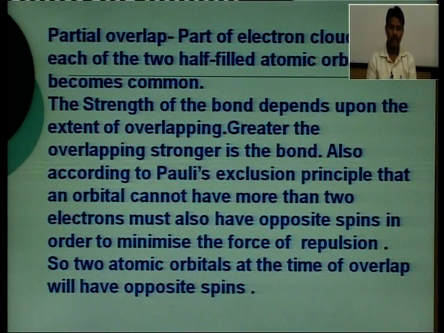Also, according to Pauli's exclusion principle, an orbital cannot have more than 2 electrons, and they must have opposite spin in order to minimize the force of repulsion. So, the two atomic orbitals at the time of overlap will have opposite spins. The overlapping orbitals must be half-filled orbitals with opposite spins. So, the more the overlapping, the more the strength of the bond.